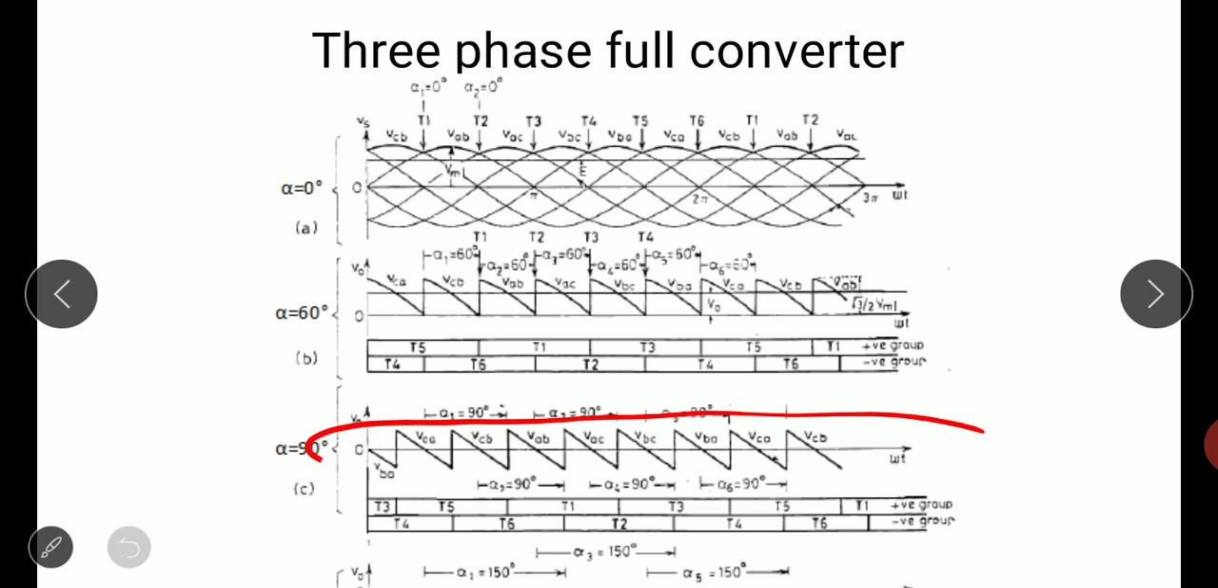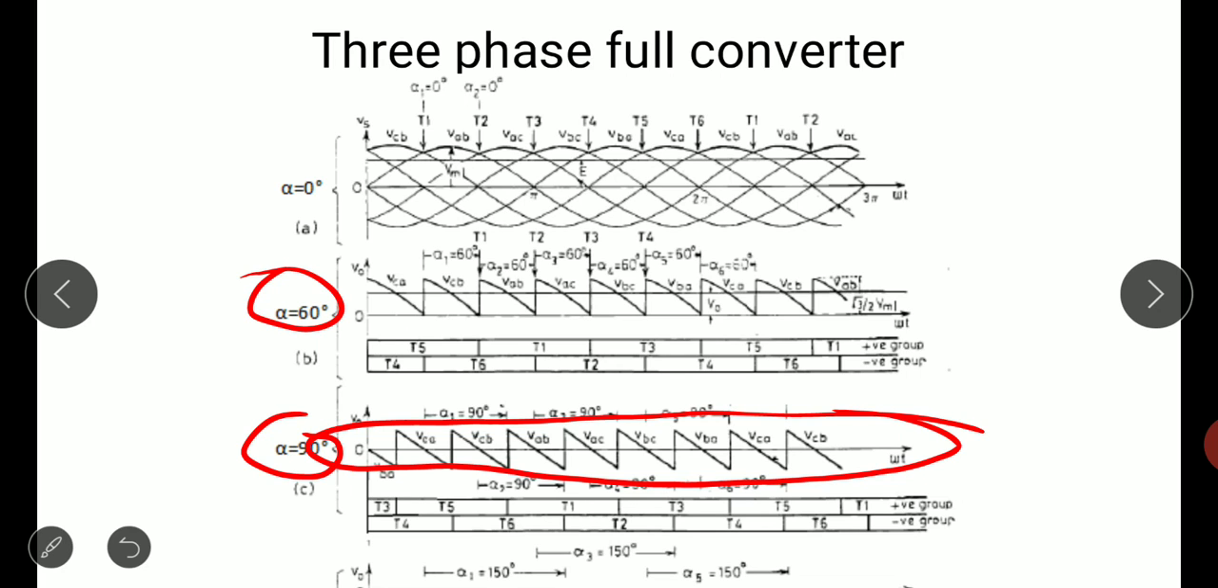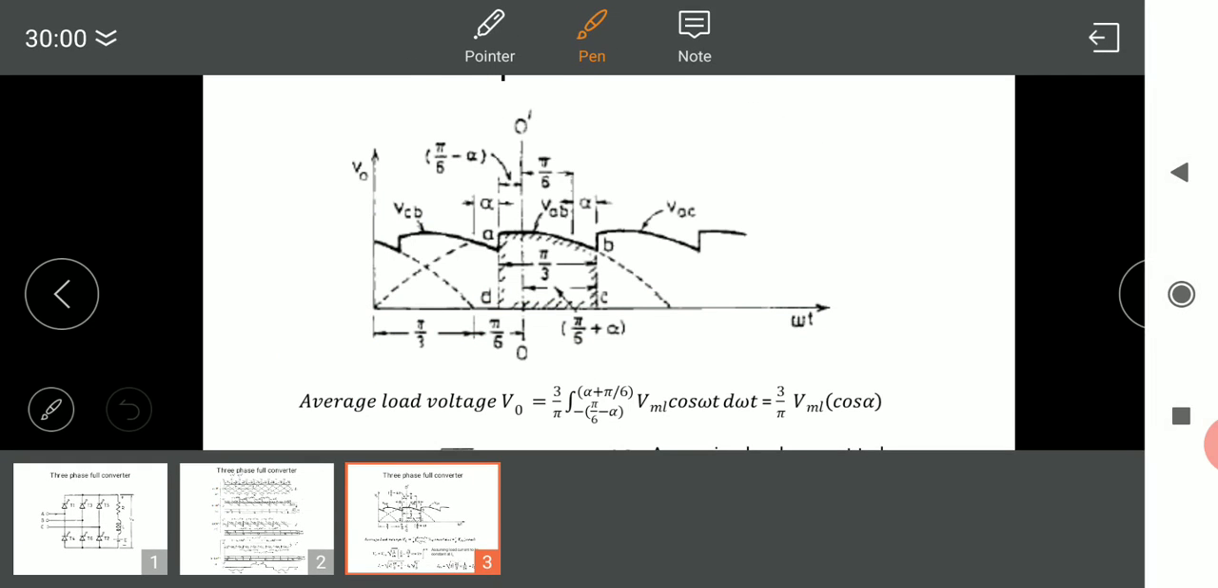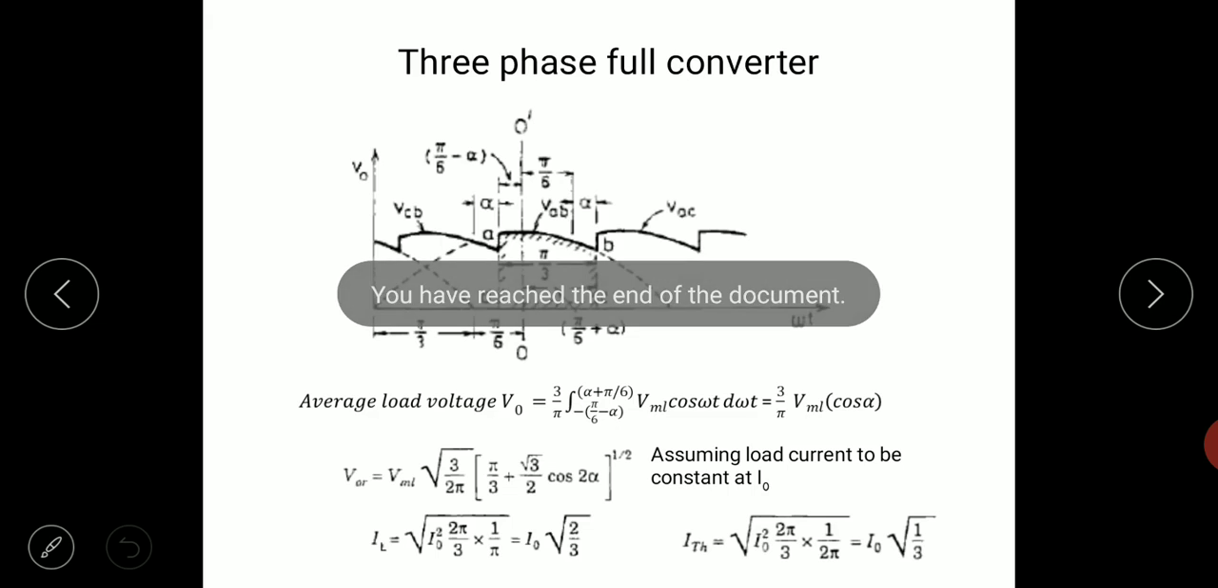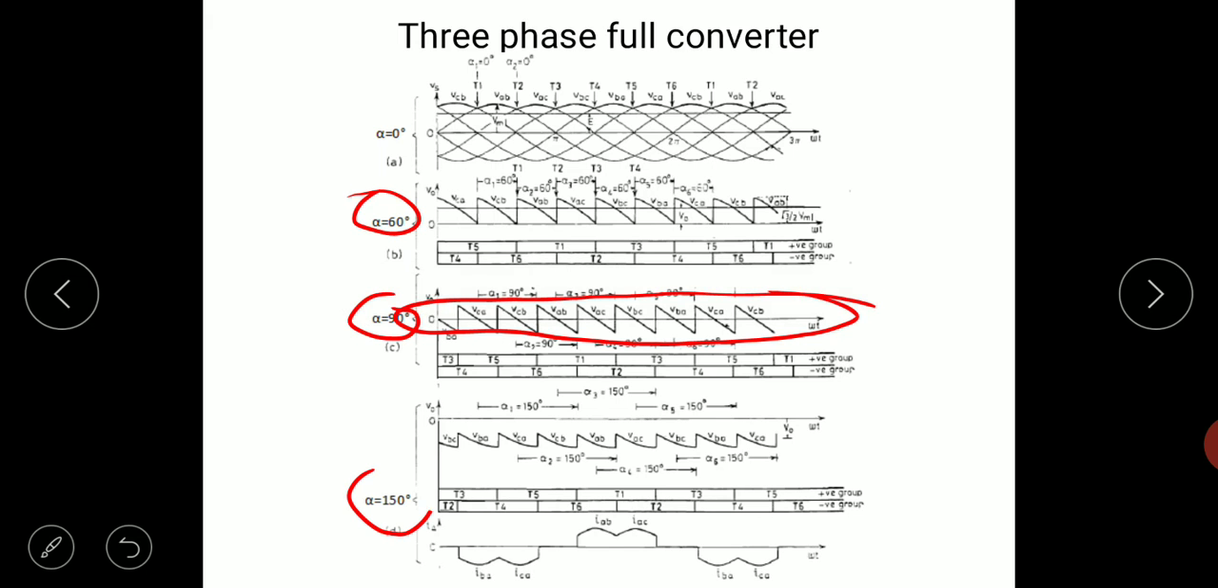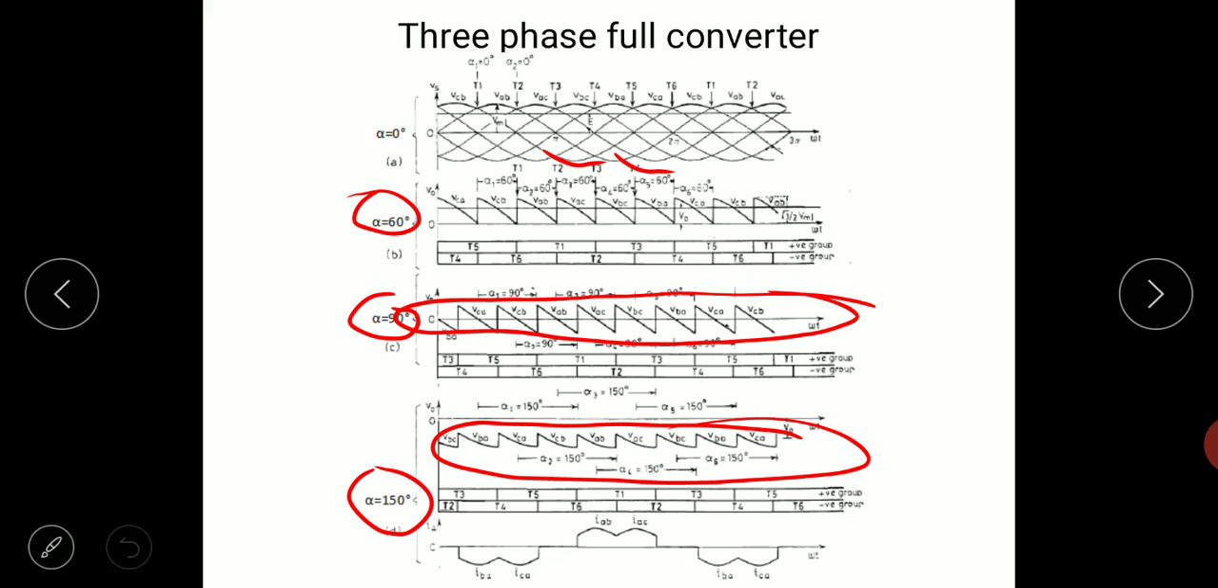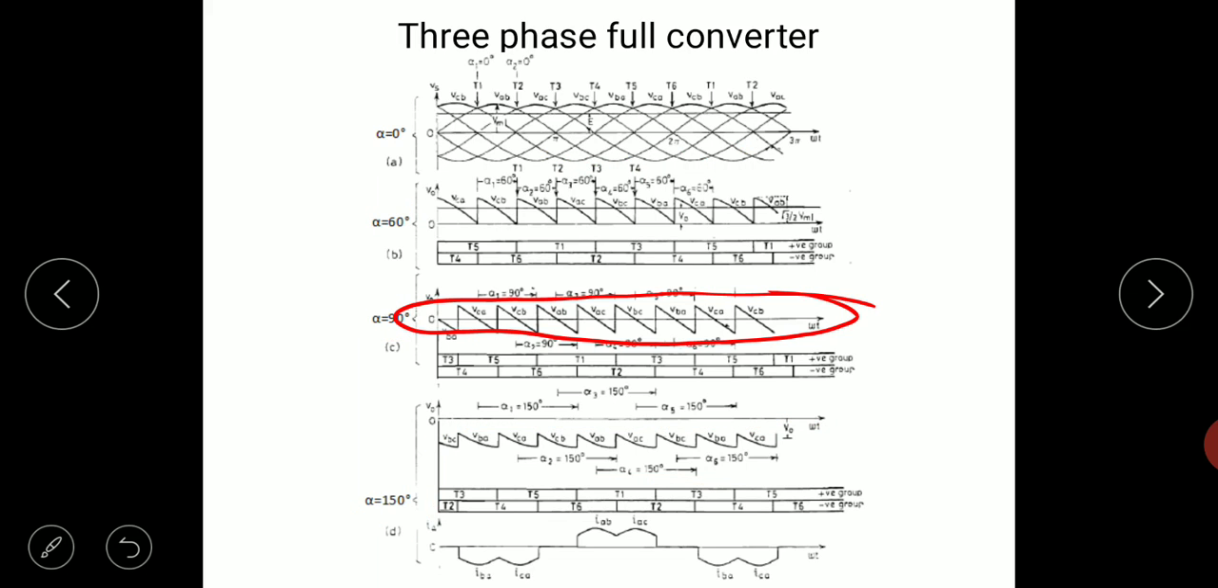Here you can see that for alpha is equal to 90 degree, the average voltage is becoming 0. For alpha is equal to 60 degree, the average voltage was positive. For alpha is equal to 90 degree, the average voltage is 0. And likewise, if you check for another firing angle, then for alpha is equal to 150 degree, the average voltage will be negative. The instantaneous value is always negative. You will get negative voltages.